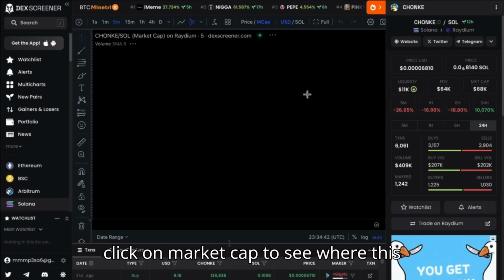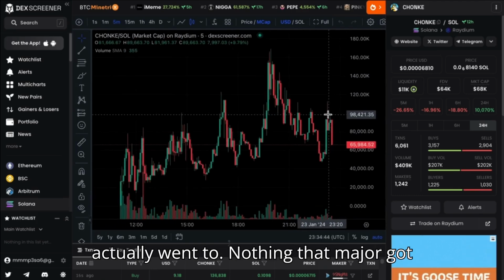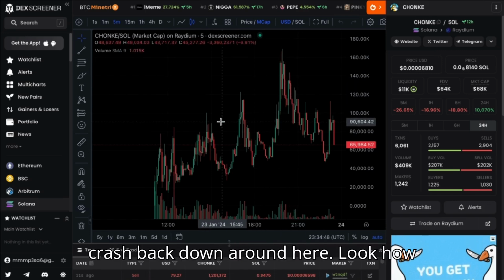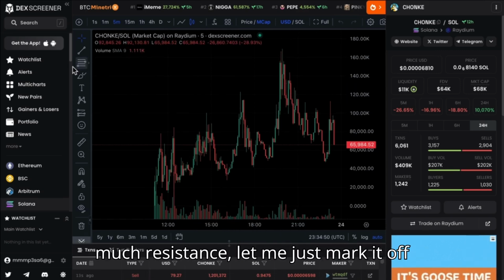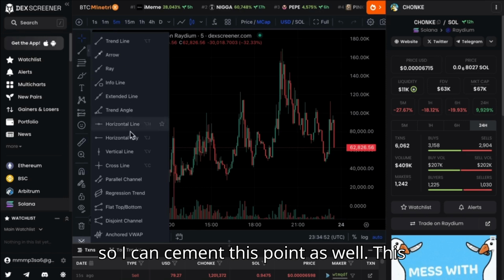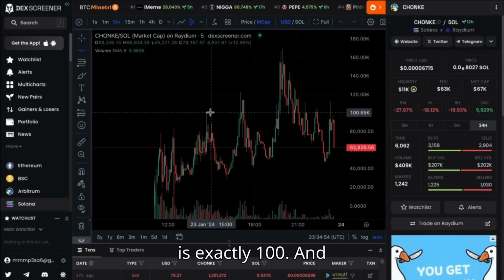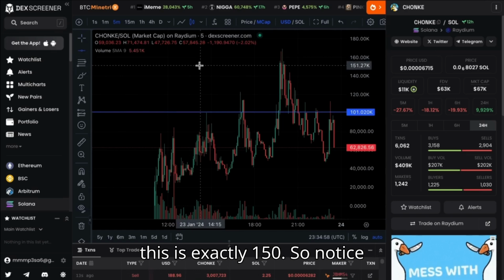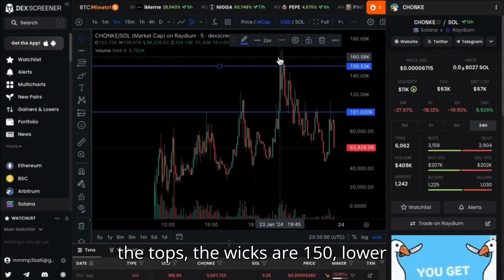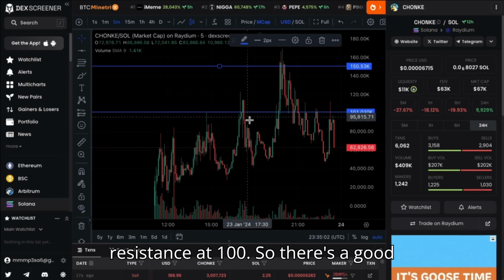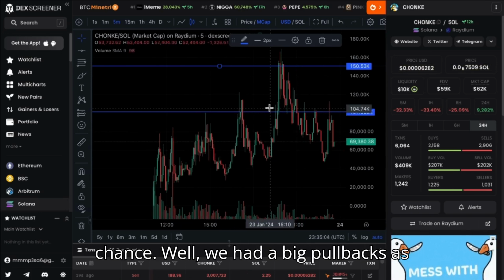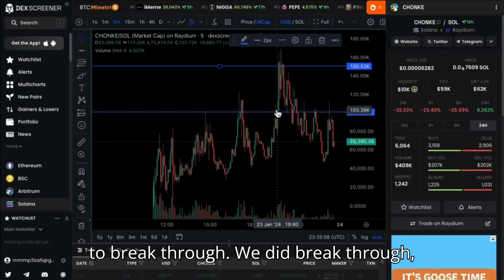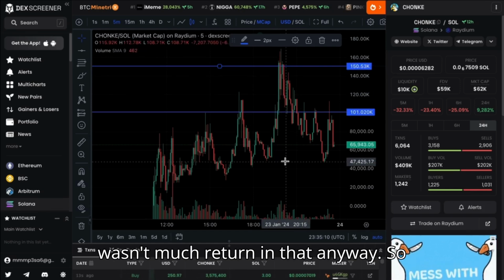So let's click on market cap to see where this actually went to. Nothing that major. Got to 150 against psychological levels. Crash back down. Around here, look how much resistance. Let me just mark it off so I can cement this point as well. This is exactly 100. And this is exactly 150. So notice the tops, the wicks are 150, lower resistance at 100. So there's a good chance, well, we had big pullbacks as well, there's a good chance we were going to break through. We did break through. Wasn't much return in that anyway.